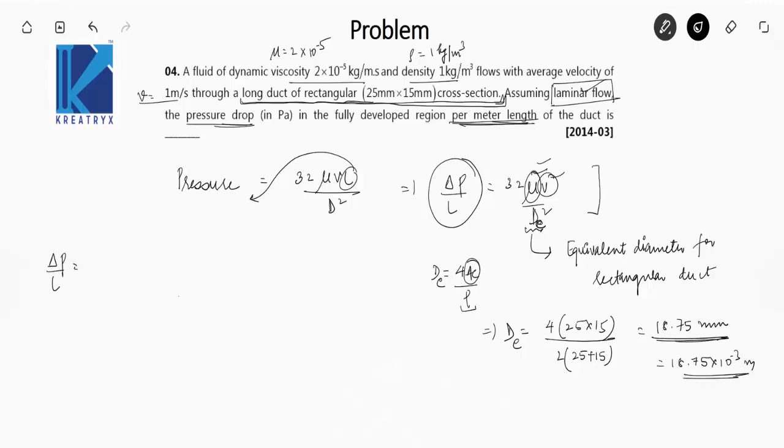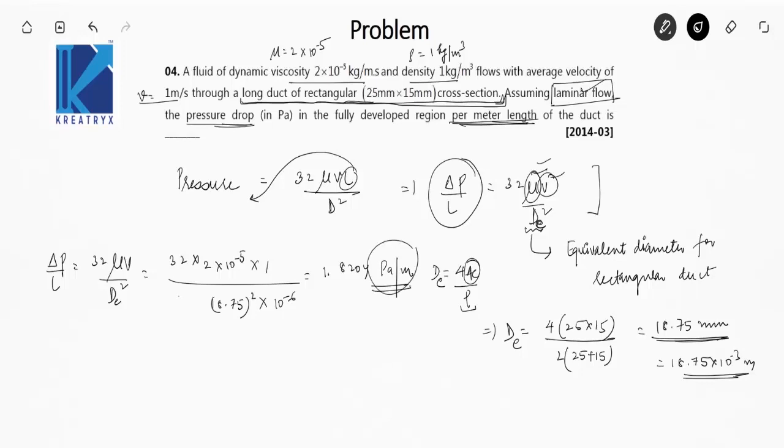That will be delta P upon L is equal to 32 mu V by d E square, which is equal to 32 into 2 into 10 to the minus 5, average velocity is 1 meter per second, upon 18.75 square into 10 to the minus 6. So solve this. The answer will be 1.8204 Pascal per meter. Now the units will be Pascal per meter. Okay, so again there was a question on this topic.